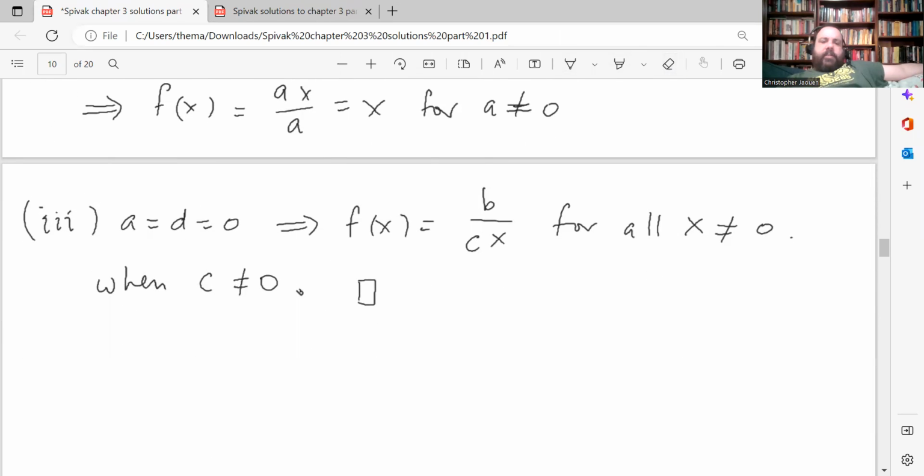And case number 3 is when a equals d equals 0. And when you do that and simplify, you get this expression here, b over cx. Obviously, this is defined for all x not 0 because division by 0 is not allowed. And this is defined for all values of b and c, provided that c is not 0. So that exhausts all the cases.